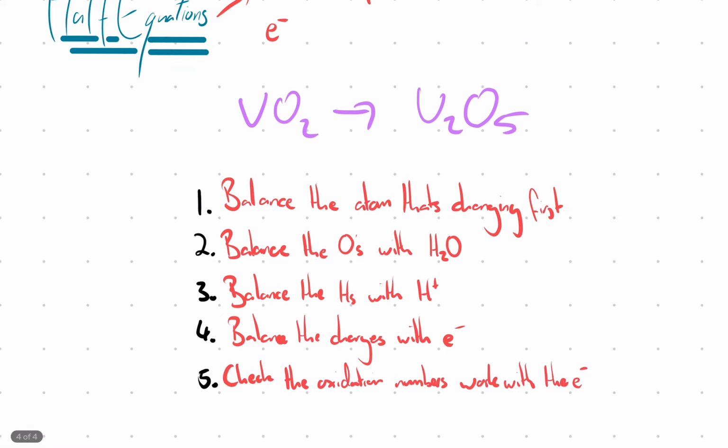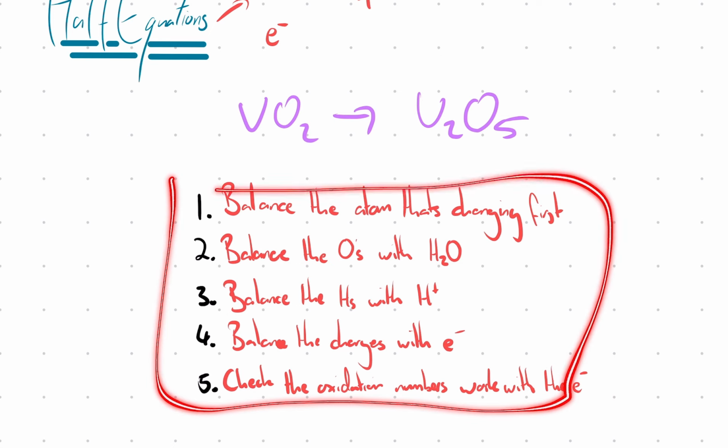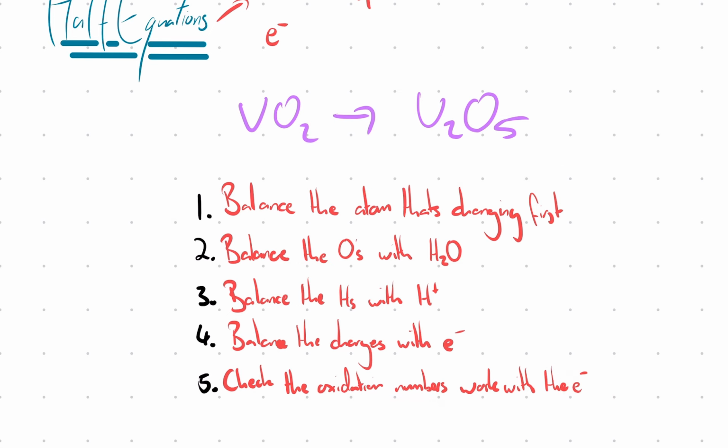Easiest thing for us to do is to get into some examples. So we've got these 5 steps, and we take each of these 5 steps in turn. So first of all, balance the atom that's changing first. And by changing, I mean changing oxidation number. Generally speaking, we're looking for something here other than oxygen or hydrogen. So we can see here we've got V2. We've only got one V on the left-hand side, so we need 2 to balance that out.